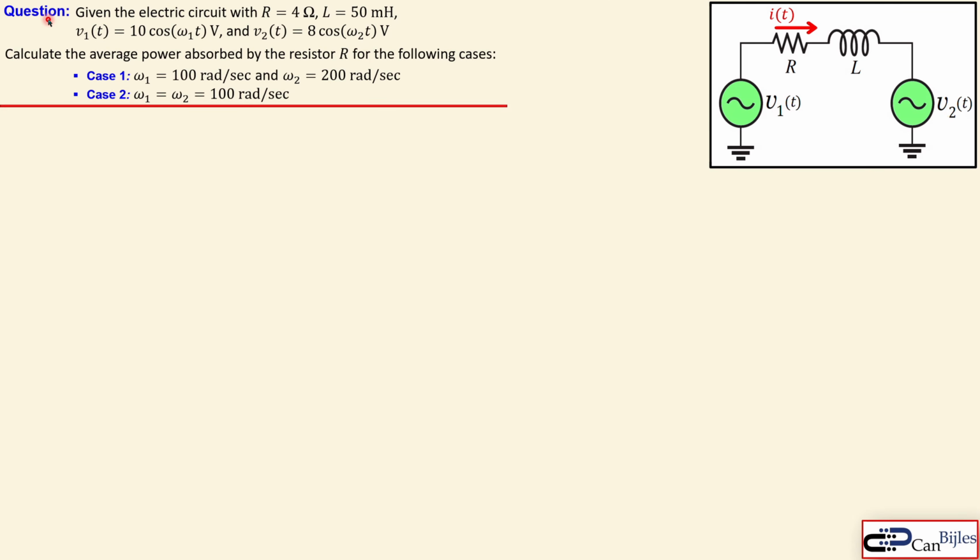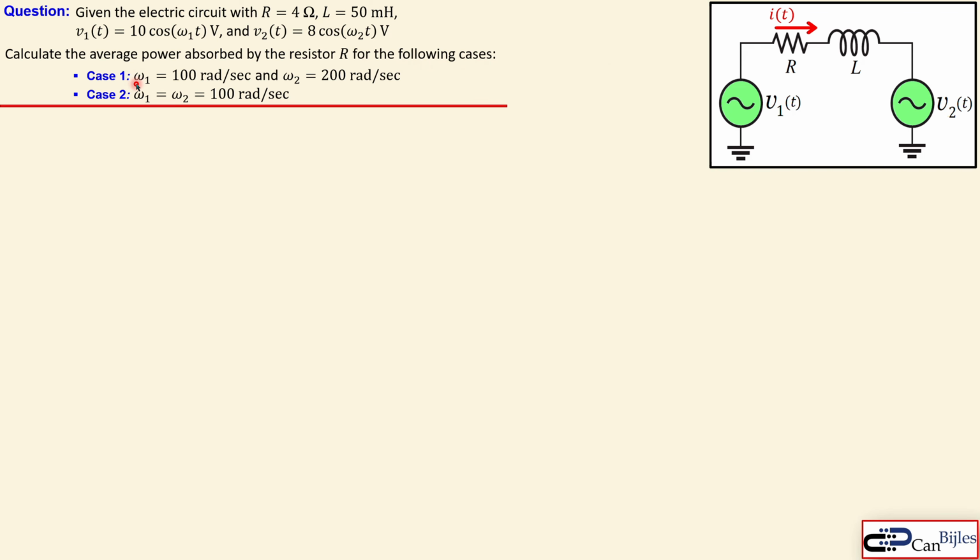Okay, the question is the following. Given the electric circuit with the values of resistor 4 ohms and the inductor of 50 millihenry, that's actually shown here. And there are also two sources given. One is 10 cosine omega 1 t, so the omega 1 will be given shortly, in volts, the expression for V1, and V2 is 8 cosine omega 2 t. We would like to calculate the average power absorbed by the resistor R for the following cases. We have two cases.